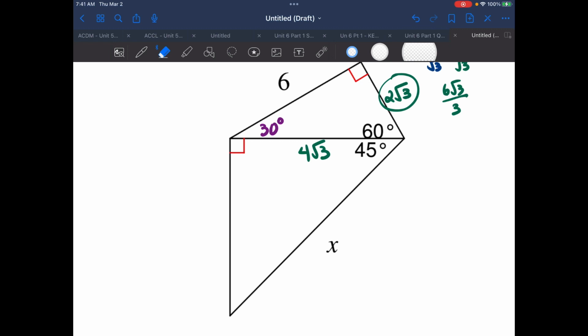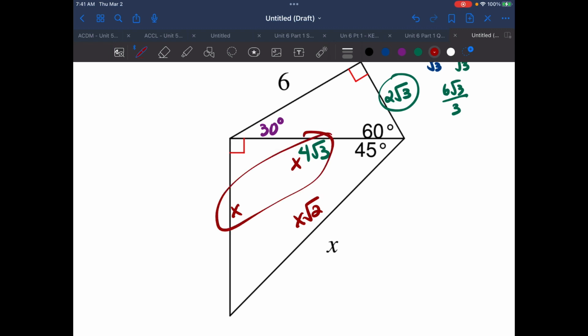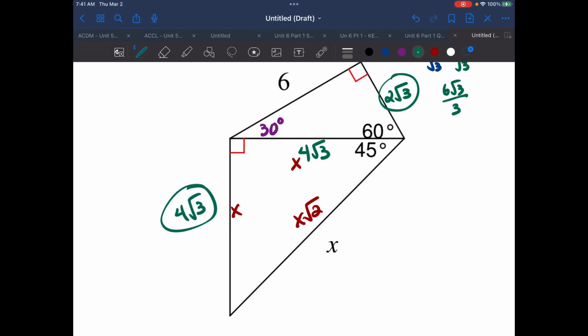I'm going to erase my rules over here, and I'm going to rewrite my old 45-45-90 rules. This was x, and this was x radical 2. Be careful, not radical 3. So now, take a look. The legs in every 45-45-90 are always the same. So guess what? That's also going to be 4 radical 3.